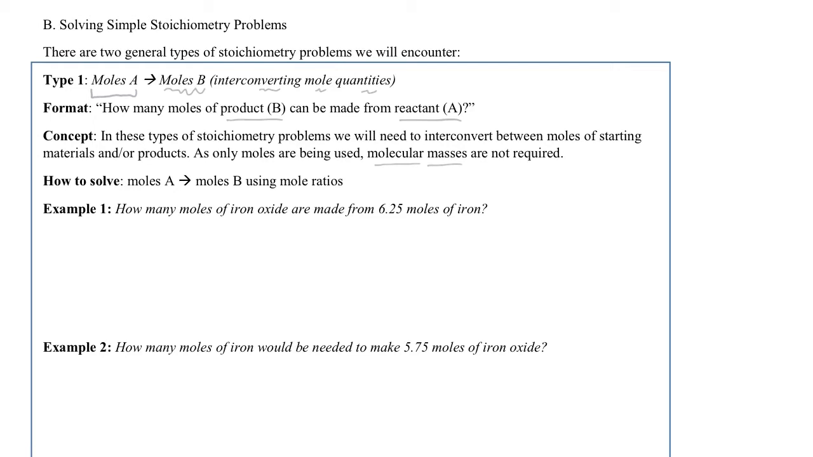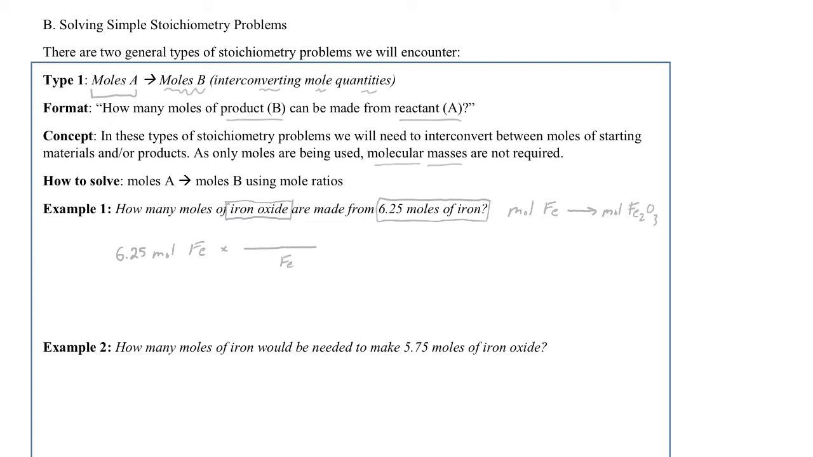So to see how this works, let's take a look at the first example. In this example, we need to determine how many moles of iron oxide are made if we have 6.25 moles of iron. So essentially, we're going to convert moles of iron into moles of iron oxide. So let's start with our 6.25 moles of iron and then use a conversion factor from the balanced chemical equation to enable this conversion. So we write down 6.25 moles of iron and then multiply that by a conversion factor.